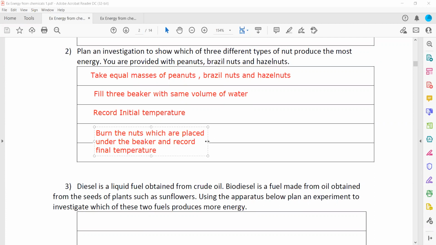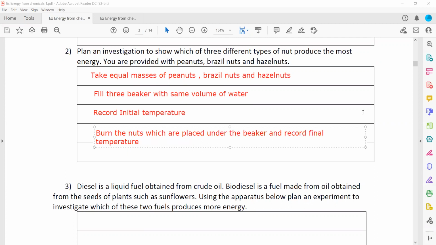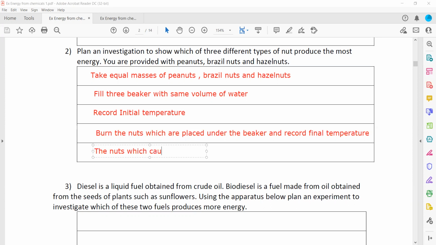And how can we be sure which nut is producing the most energy? The nuts which cause a greater change in temperature of water is producing the most energy. So this is how we plan this experiment, that we burn.